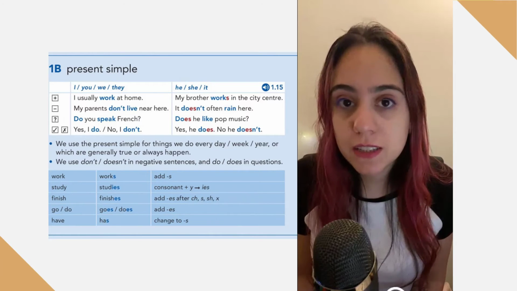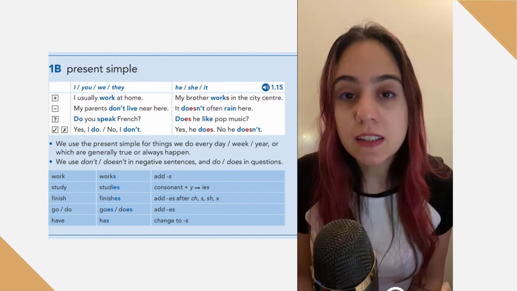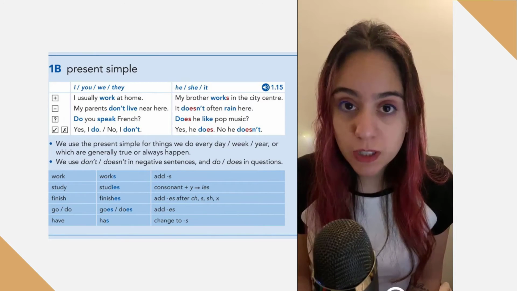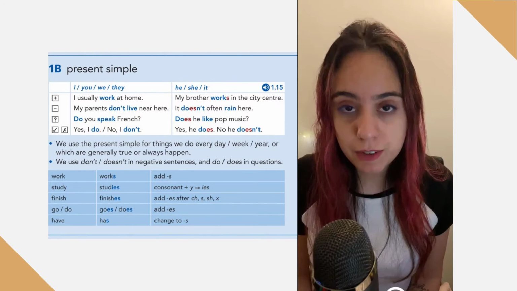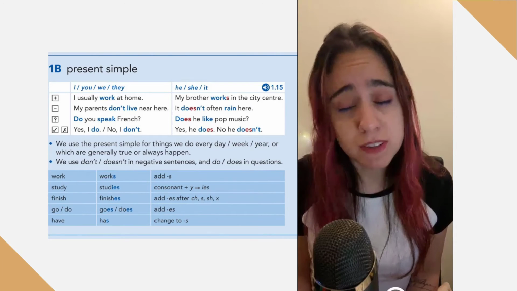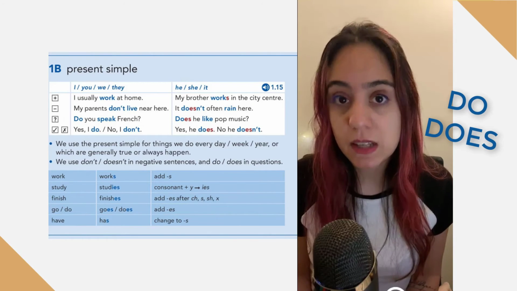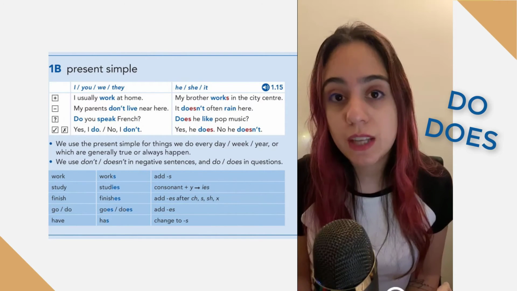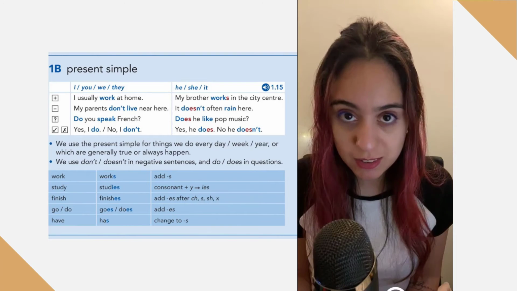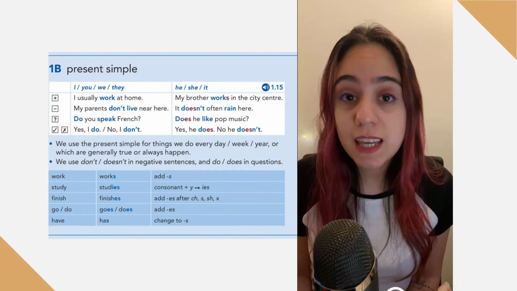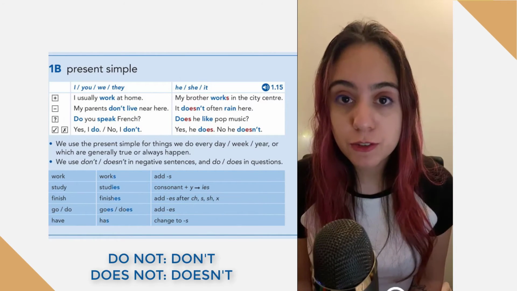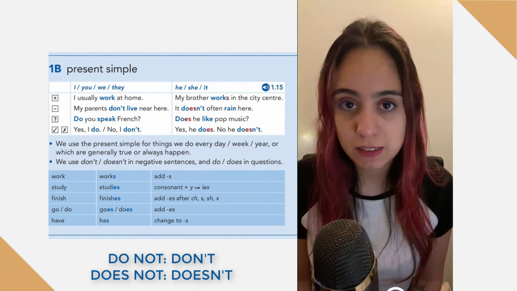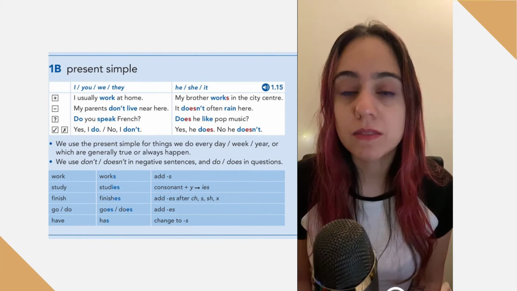And also another thing that you have to take into consideration is that whenever you want to make a negative or interrogative question, you will also need an auxiliary verb. Remember that auxiliary verbs in present simple are either do or does. We're gonna use do for I, we, you, they, and we're gonna use does for she, he, it. If the sentence is negative, do not can be transformed into don't, and does not can be transformed into doesn't. Yes, that's the correct sound, doesn't.